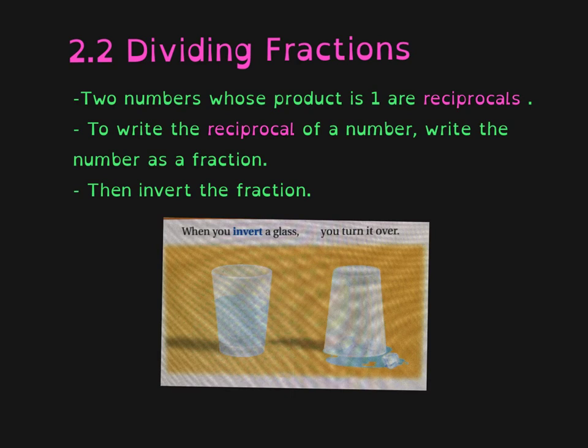So let's look at this picture. I just took this right from my computer screen, but it's from the book. When you invert a glass, you turn it over. So here's a glass, got water in it. If I'm going to invert it, I pour it out, and the water pours out. So basically all you're doing is flipping the actual glass. You're turning it over. So for instance, if I have A over B, and I was going to show you what the reciprocal of the fraction would be, all I would do is take A, and it would become my denominator, and I would take B, and it would become my numerator. So this ends up being the reciprocal of A over B.